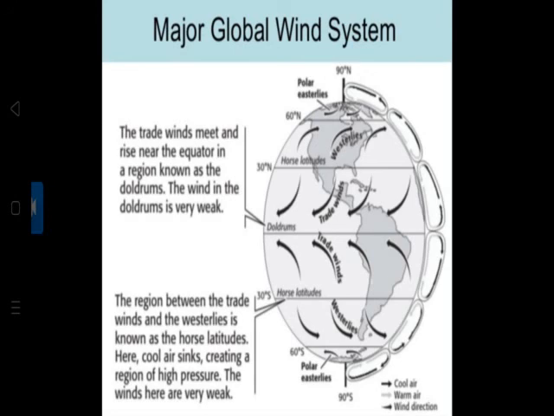Students, for understanding this particular topic wherein the wind region or the pressure belts with wind is concerned, the relation between wind and pressure, have a look at this diagram, keep it in front of you all and take each subtopic and read and understand and learn it properly. The region between the trade winds and the westerlies is known as horse latitude. Here cool air sinks, creating a region of high pressure. The winds here are very weak.